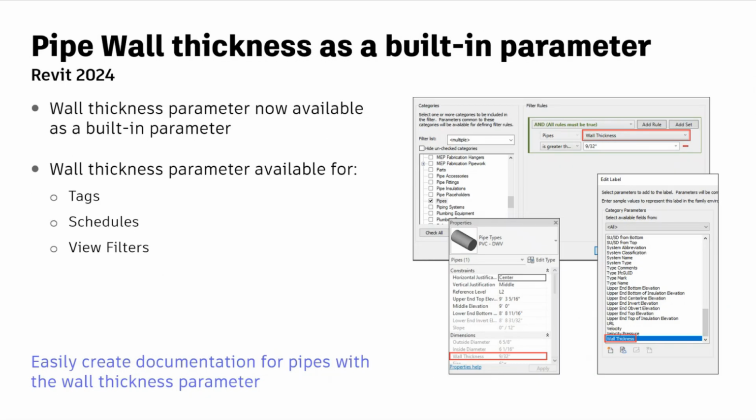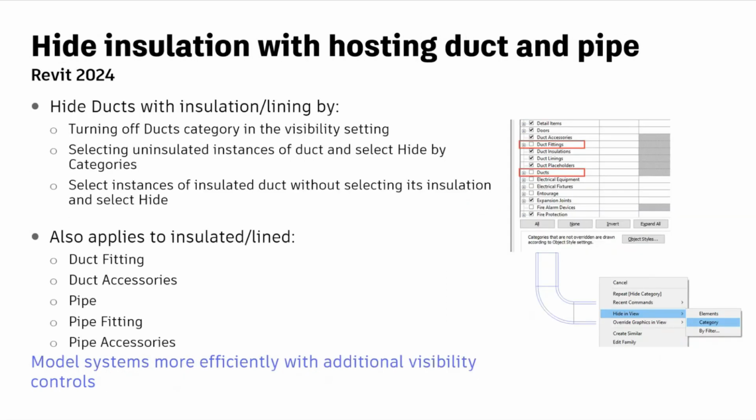And 2024 has a wall thickness as a built-in parameter now for pipes. So the wall thickness parameter is available for pipe tagging and scheduling. You can also use this as a wall thickness parameter in view filters to control the appearance of the pipes in a view. So this is going to help enable you to do more with the documentation of the pipes in the model.